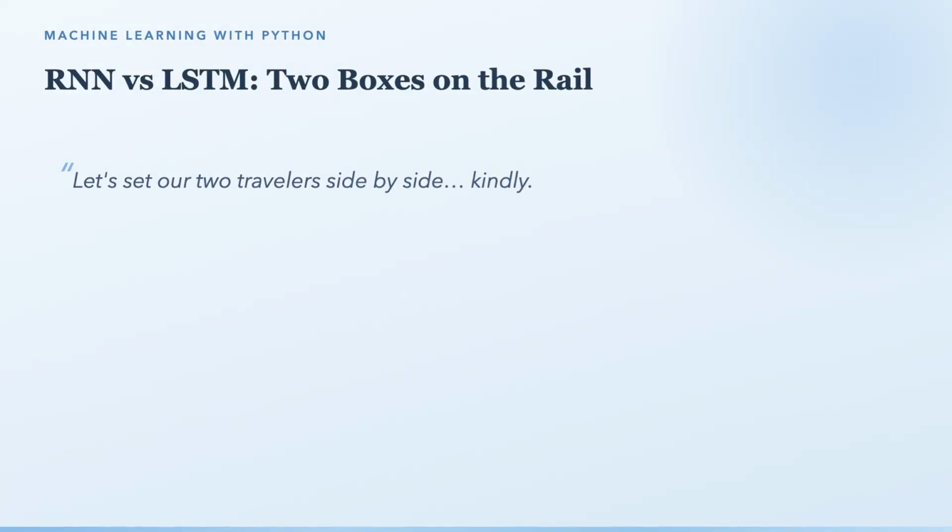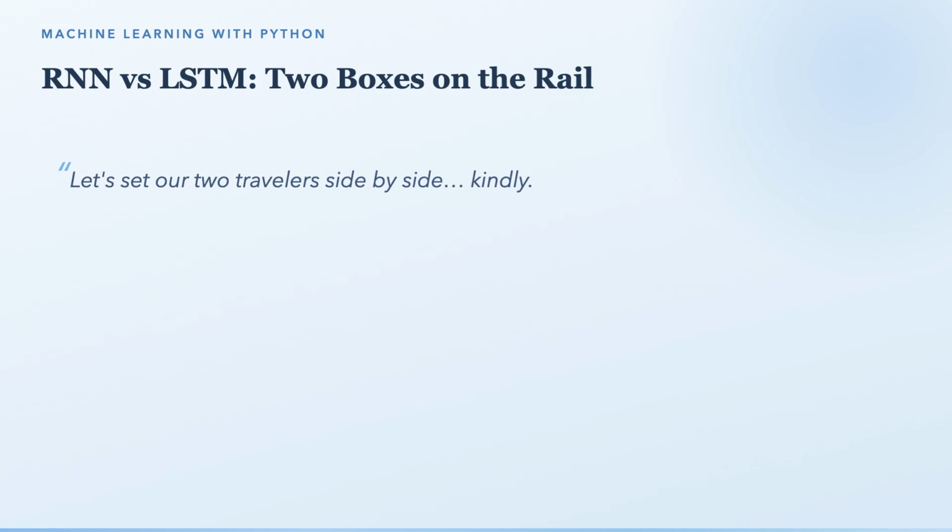Let's set our 2 travelers side by side. Kindly, the RNN passes a note, hand to hand, simple, light, and good for short journeys. Honestly, it's fine, but its memory fades. Over 60 days, the ink pales to nothing. The vanishing gradient we watched on the riverbank.